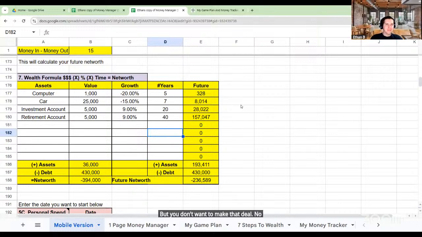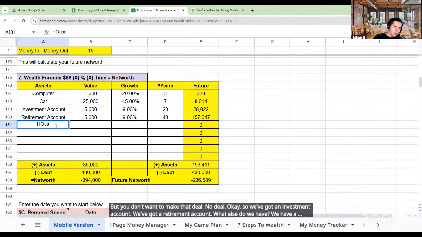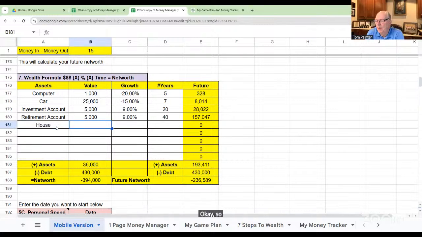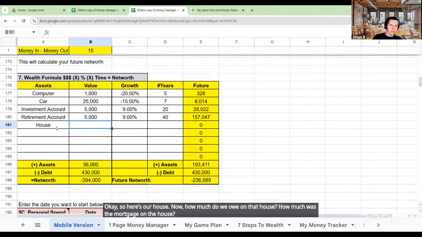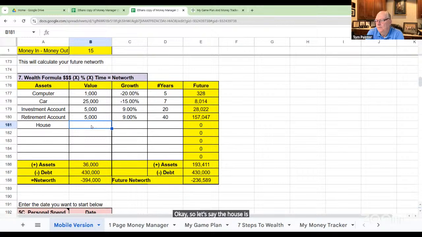Okay, so we've got an investment account, we've got a retirement account. What else do we have? We have a house. Okay, so here's our house. Now, how much do we owe on that house? How much was the mortgage on the house? We put 400,000 up there, above. Okay, so let's say the house is worth 600.